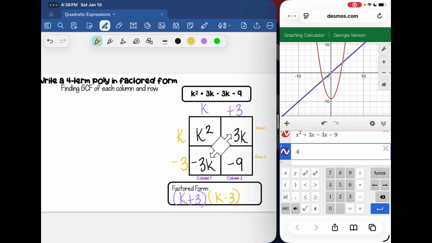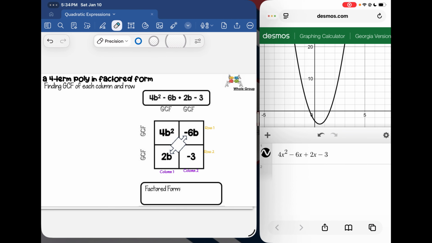So I'm going to use my calculator to check. Remember, I can't put k's in my Desmos, but I can put x's. X plus 3, x minus 3. They match, so we were right. All right, let's take it up a notch.